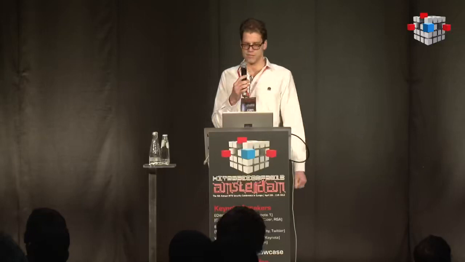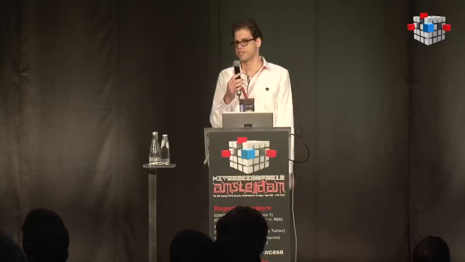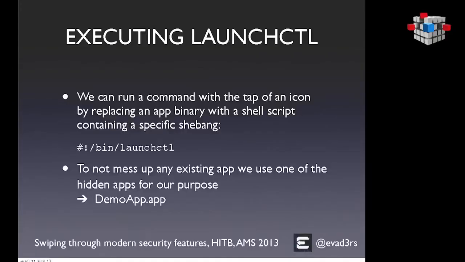But since we don't want to mess up any existing app, we would either have to add a new app or just use one of the pre-installed hidden apps that are present on the device. And for our purpose, we misuse the demo app. So if we want to add an app or an icon, we have to modify a specific file. It's the com.apple.mobile.installation.plist file.